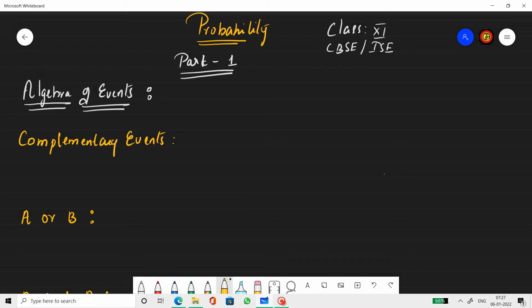Today let's start with probability for 11th standard CBSE and for ISC students. So in today's class I'm going to explain all types of events, algebra of events, addition theorem of probability, etc. So first one, algebra of events.